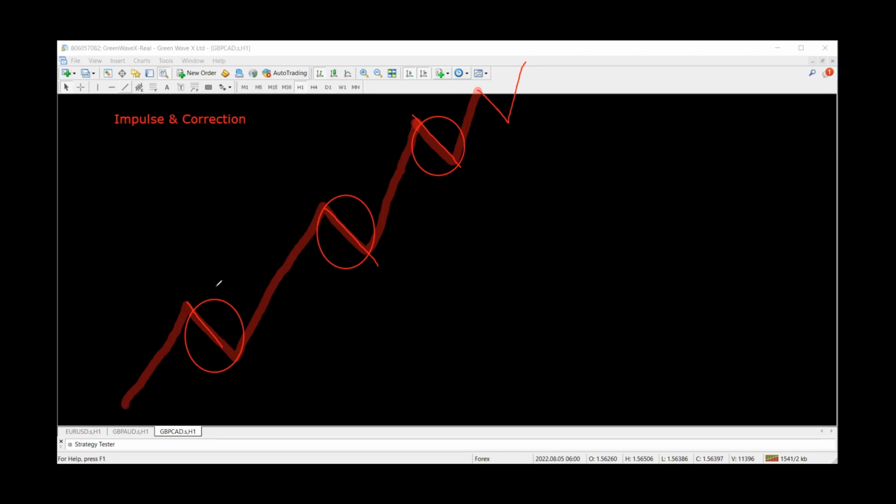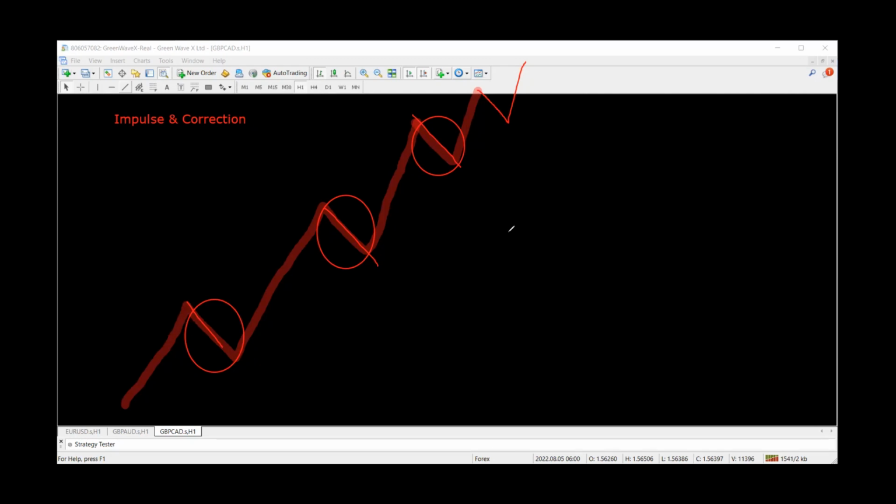Impulses are fast moves that happen in the direction of the trend. They are usually more volatile than the corrections. They are usually quicker, more volatile, and stronger than corrections. While corrections can be slower, can take more time to form, and a lot of times, of course, they are smaller than the impulses.